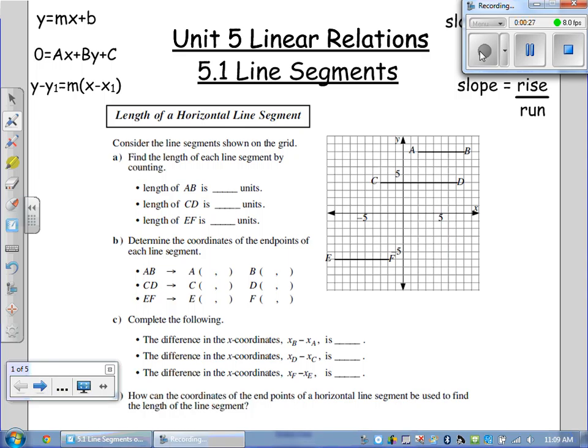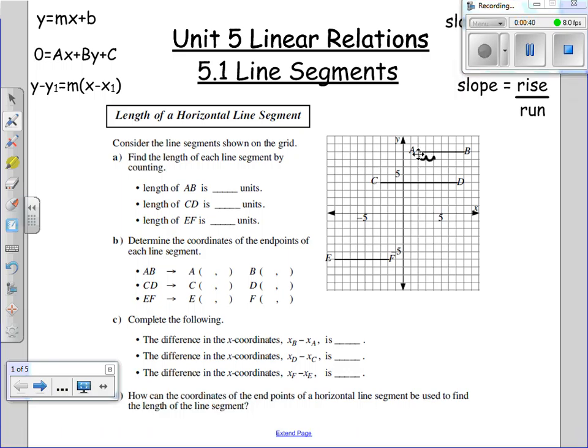So we have three line segments. And what you need to do is fill in the blanks. The length of AB is how many units long? To calculate how many units long, you can just count it like this. 1, 2, 3, 4, 5, 6. It's 6 units.